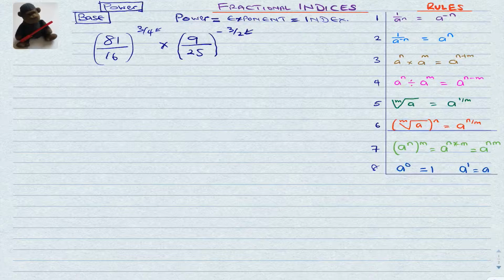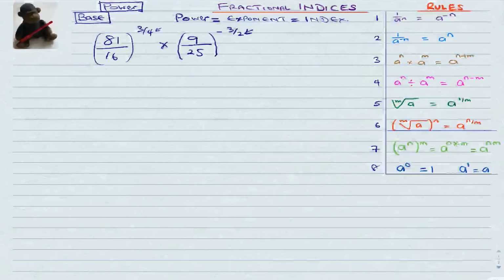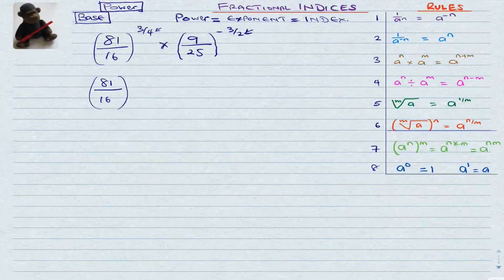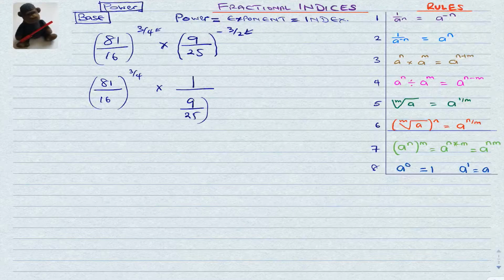So first thing we need to do is to get rid of the negative fraction, turn the negative fraction to positive. So why don't we write this thing here? Okay, so that's 81 over 16. We're not touching that one, we're just leaving it as 3 to the power 4 over 2 to the power 4, to the power 3 over 4. And then the 9 is going to become 1 over 9 over 25, 3 to power 3 over 2.